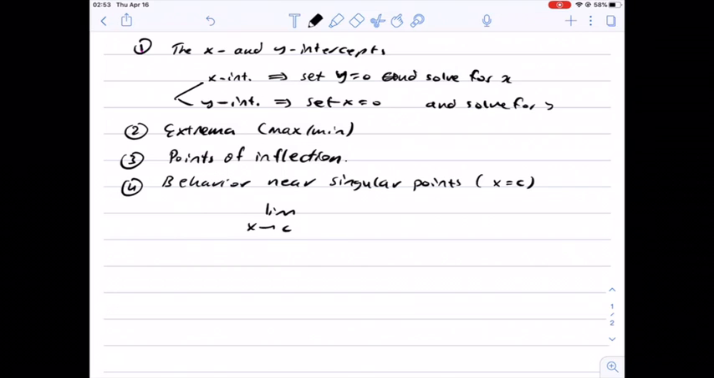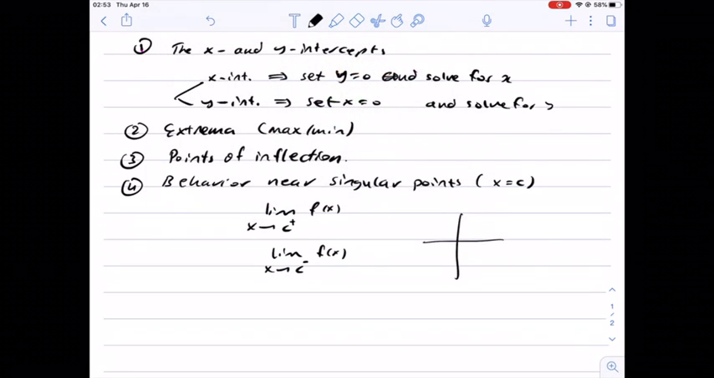I mean the values where the function is not defined, we need to study the limit of the function as x goes to this singular point from the right, and find the limit as x goes to this point from the left.